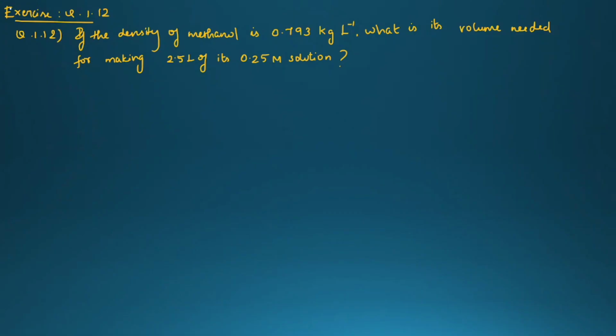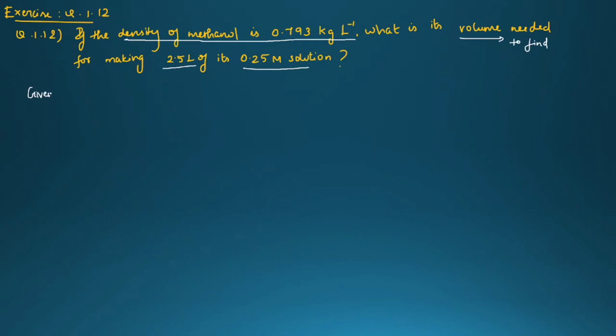In this video we'll look into question number 1.12. If the density of methanol is 0.793 kilograms per liter, what is the volume needed for making 2.5 liters of its 0.25 molar solution? So let's see how we shall solve it.